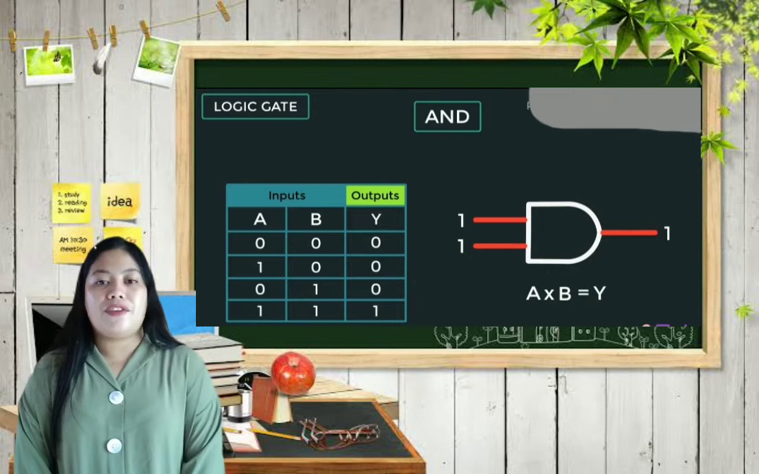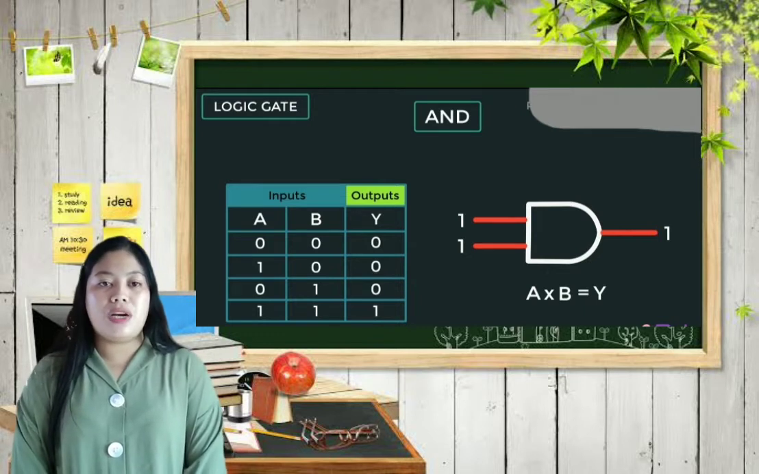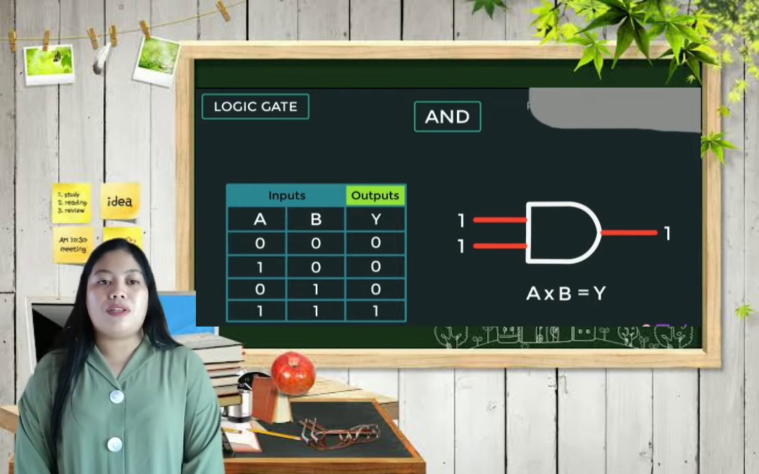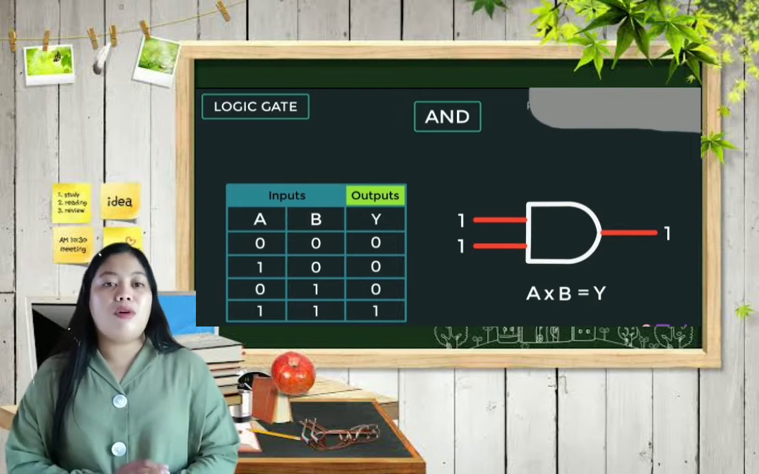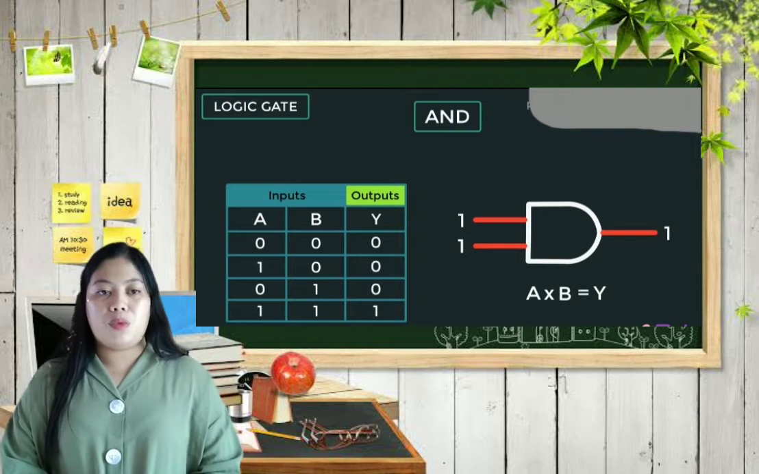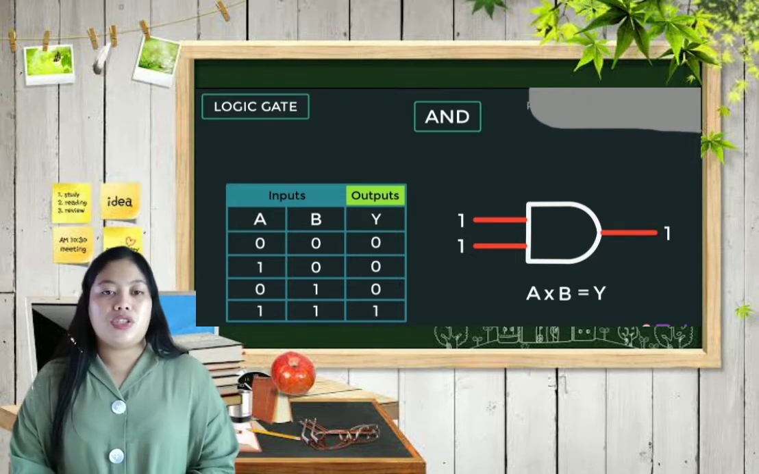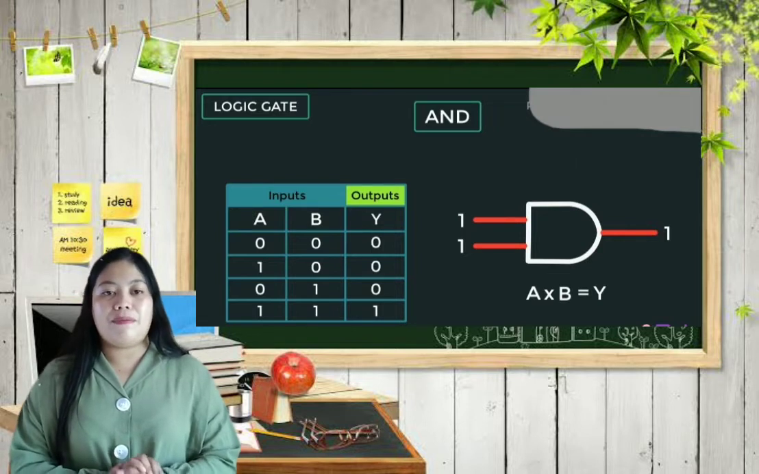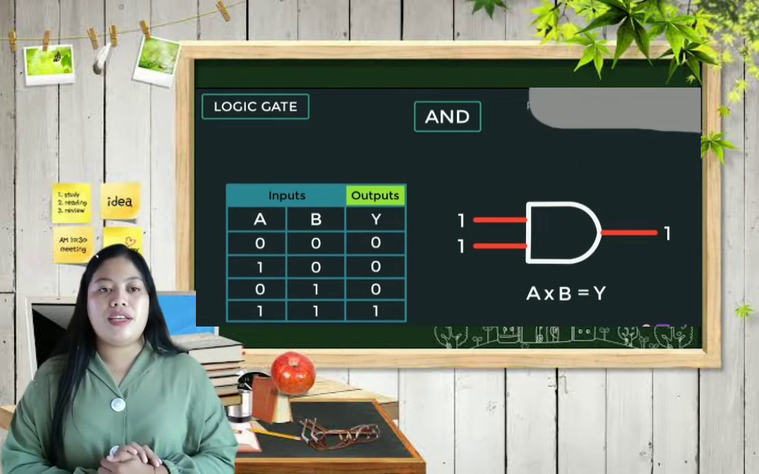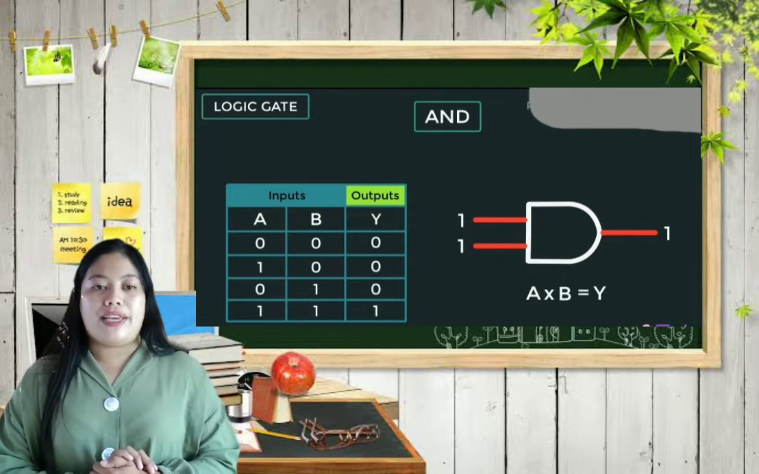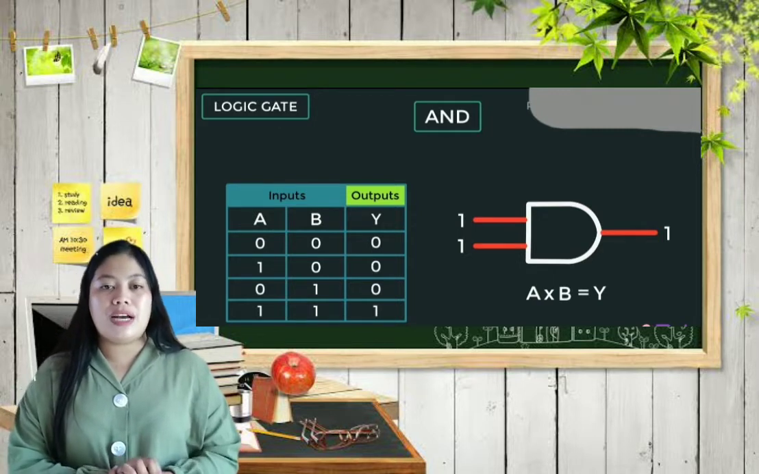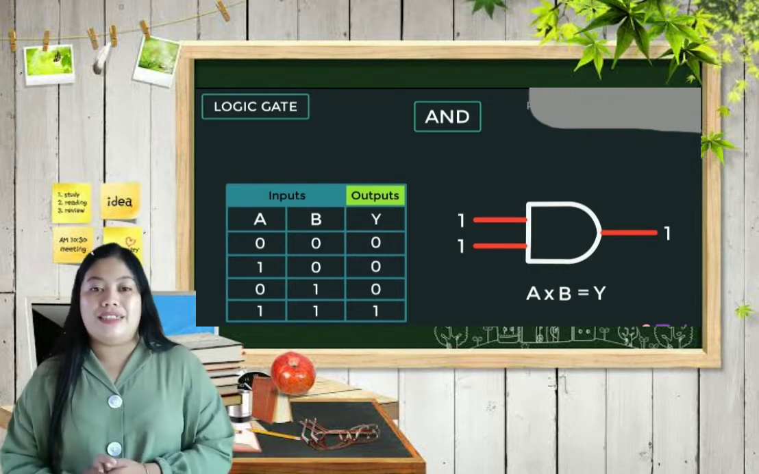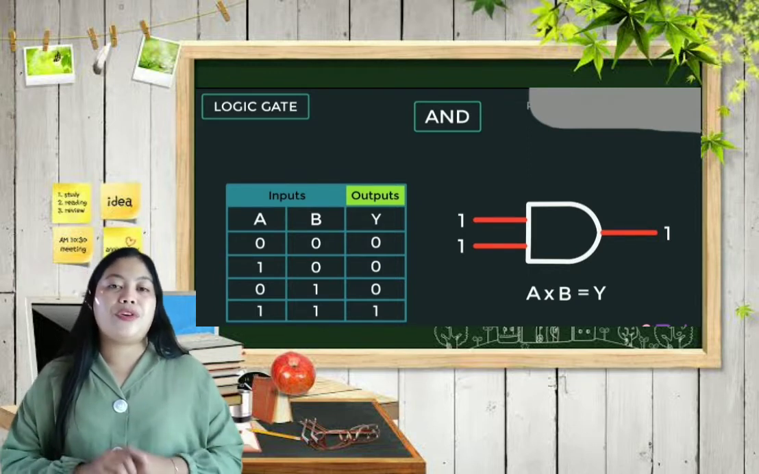For the last set of inputs, which are A equals 1 and B equals 1, we will have the output Y equals 1. Since both A and B are having input 1, this will meet the condition to provide output 1. We can even verify it by putting these inputs into the equation A into B equals Y. Since A equals 1 and B equals 1, 1 into 1 is equal to 1. This is the logic behind the working of AND gate.